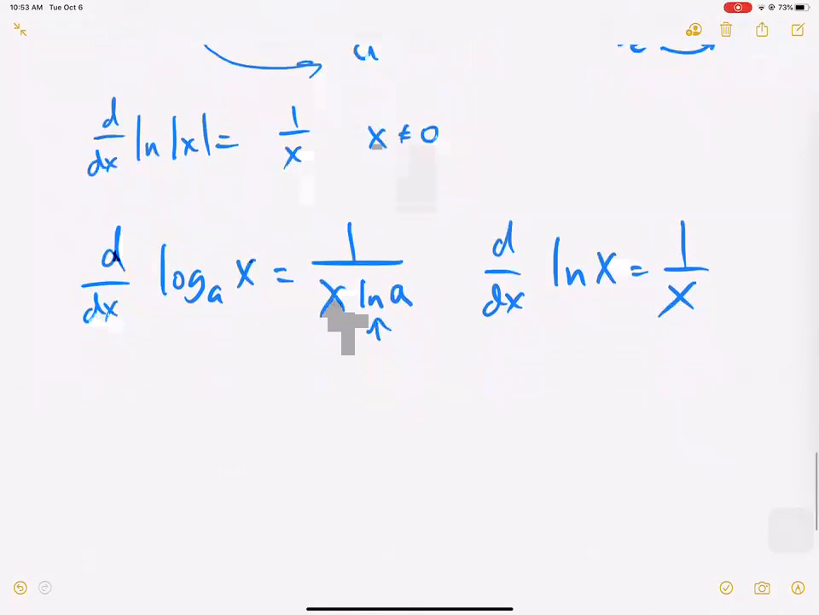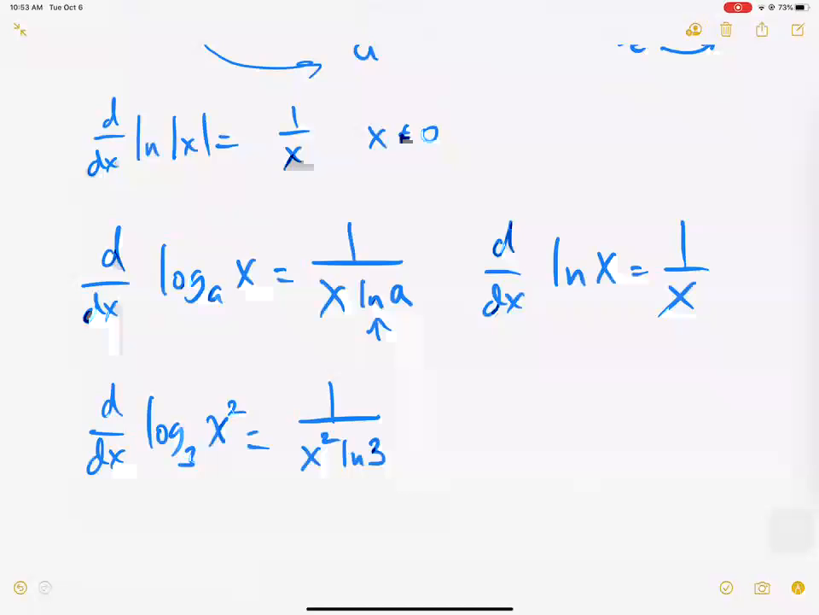Let's do a problem. d over dx log base 3 of, let's say, x squared. What happens to the derivative of log? It goes to the bottom squared. Since it is not a common log, so it is not a natural log, we have to write ln of 3.